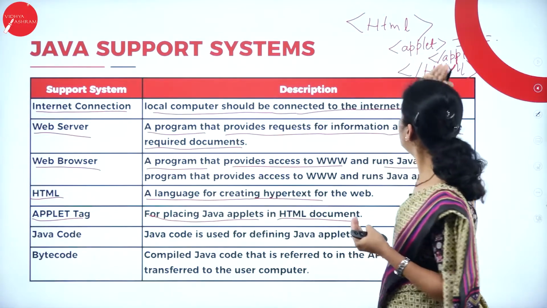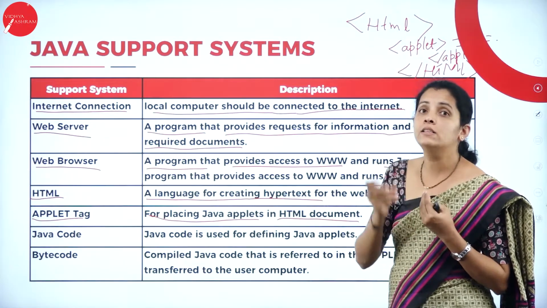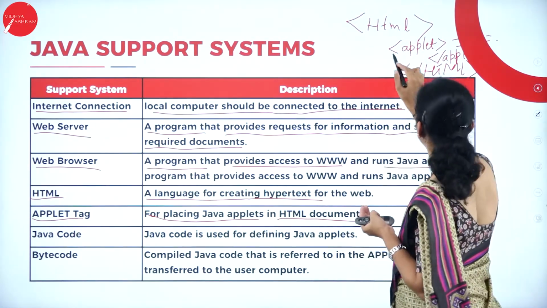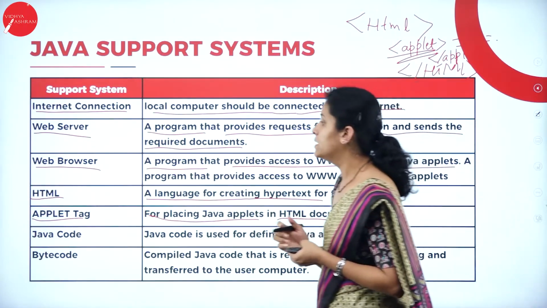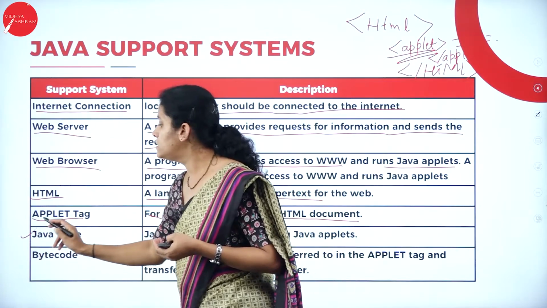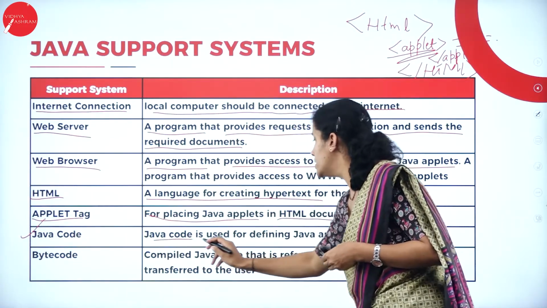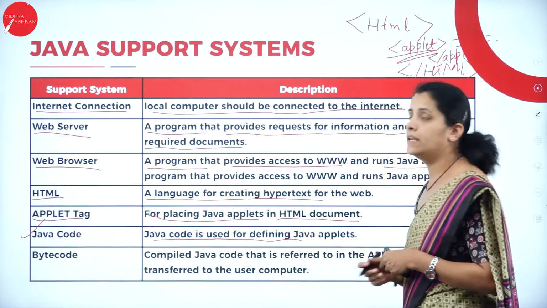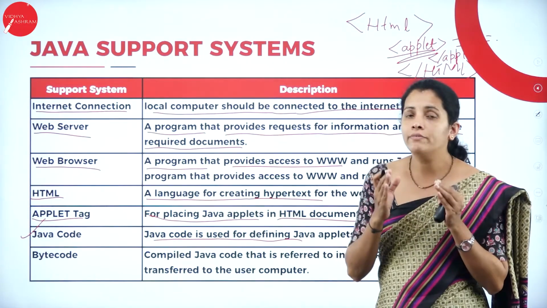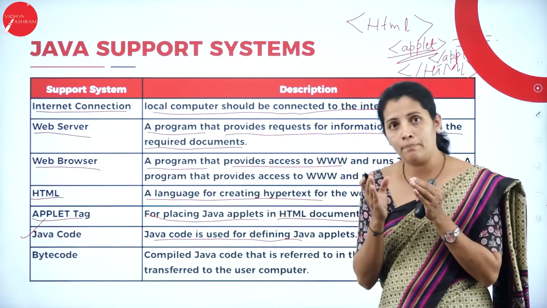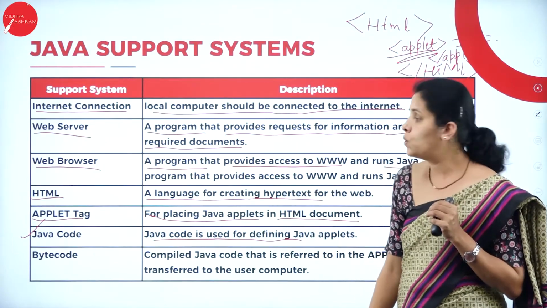So think that this is my HTML code. Now I want to place my Java applet. For that reason, I'm going to use the applet tag. Then I'm going to have Java code. So what is Java code? Here Java code is used for defining a Java applet. Whenever I want to define any Java applet, then what will I do? I'm going to write the Java code.